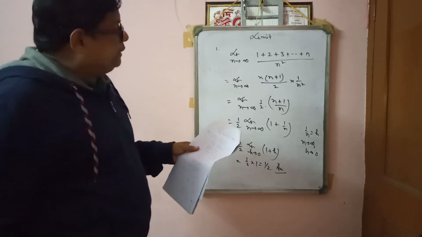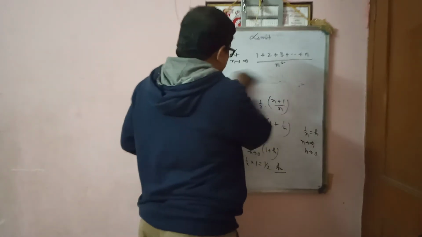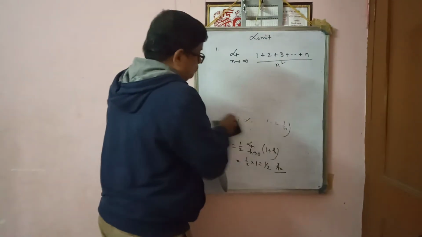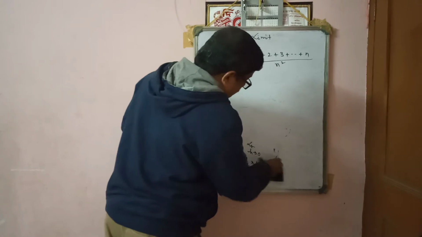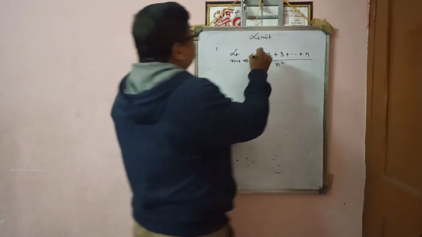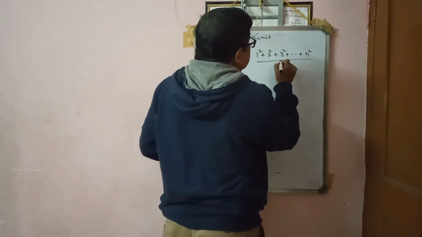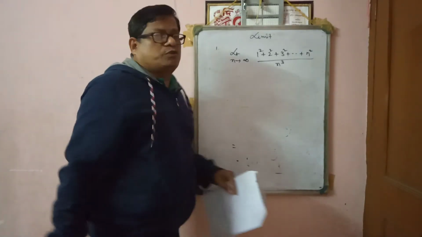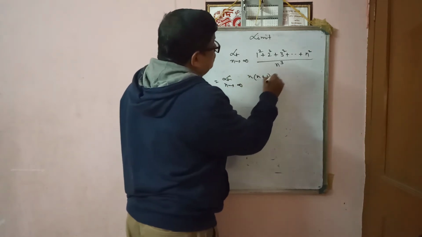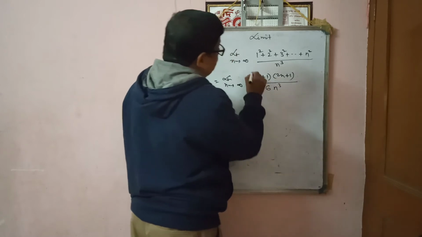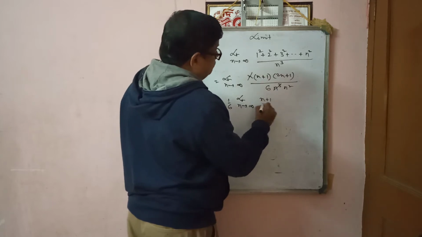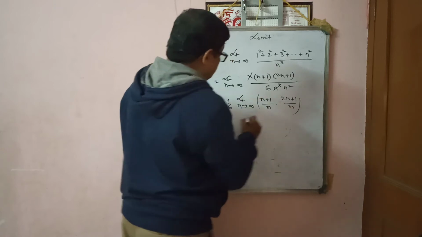Okay. Now, suppose 1 square, 2 square, 3 square up to n square, here is n cube. So all of you know the formula for 1 square, 2 square, 3 square up to n square: n into n plus 1, 2n plus 1 by 6, over n cube. Here n cancel, n square. So 1 by 6 outside, limit n tends to infinity, n plus 1 by n into 2n plus 1 by n.